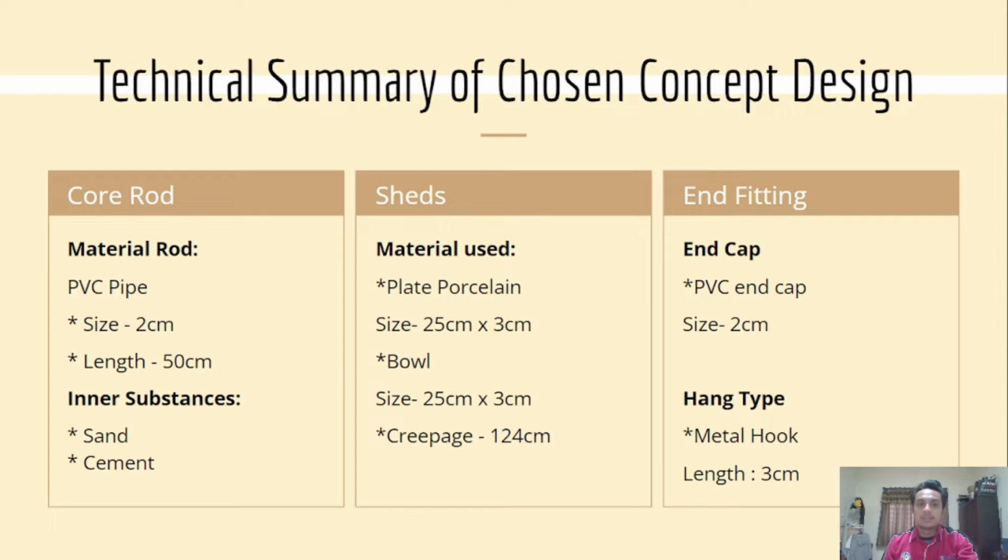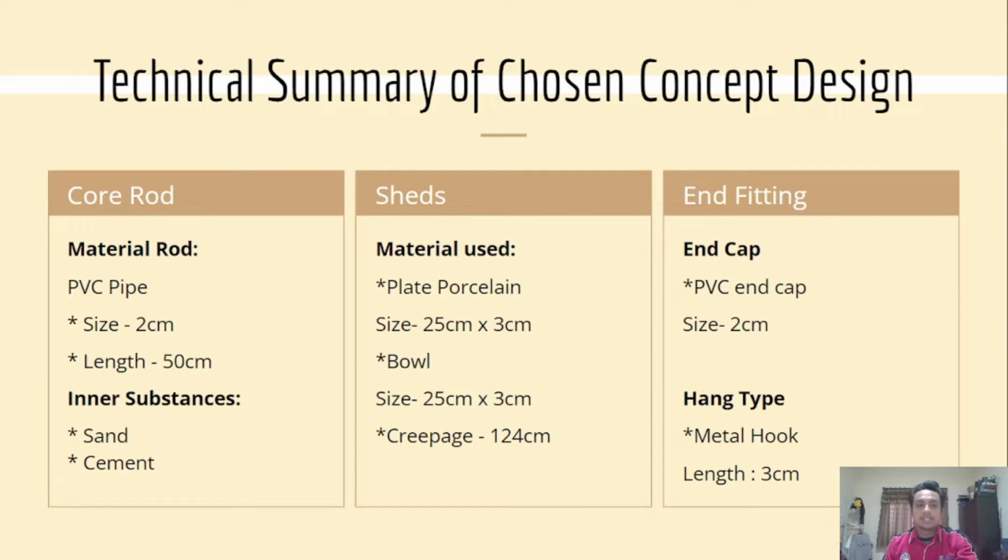Assalamualaikum warahmatullahi wabarakatuh. My name is Muhammad Haikal bin Halim. My metric number is CN190224. Today I will present the technical summary of the chosen concept design. We have 3 concept design materials. First we have the core rod, sheet and end fitting. The core rod material is PVC pipe, size 2 cm. The length of the PVC pipe core rod is 50 cm.